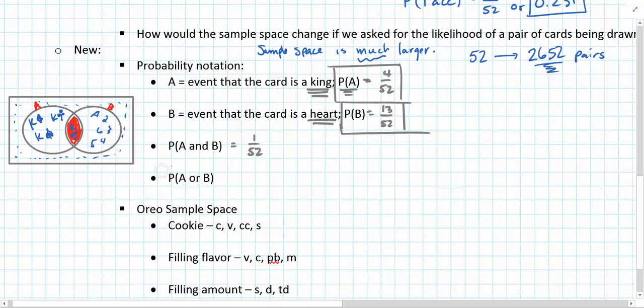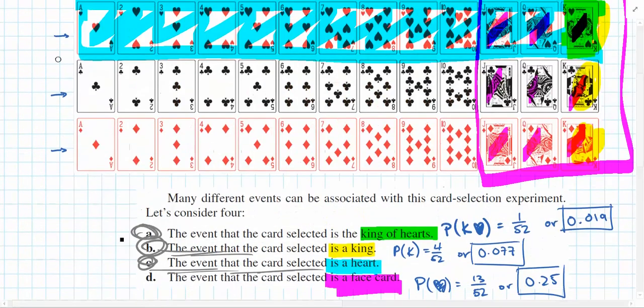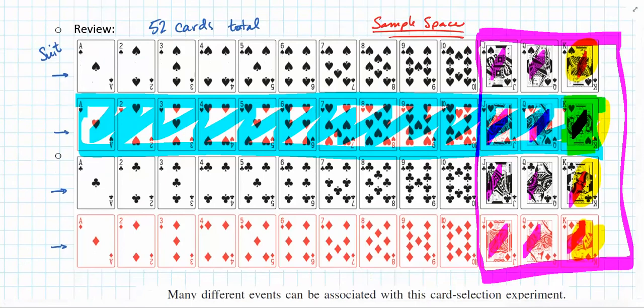Now in this last example in this group, we're looking for the probability that A or B occurs. So the probability that we select a king or a heart. Now the chances of doing that are going to be much greater. Let's come back up here and look at our sample space. The likelihood of picking a king, well, we have 4 different ways to pick a king, and we have 13 ways of picking a heart.